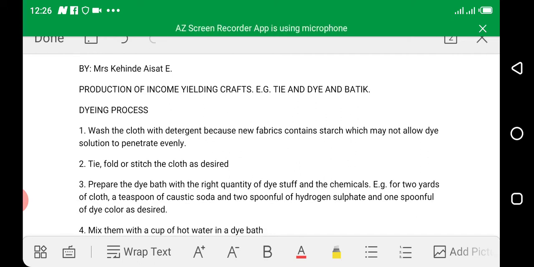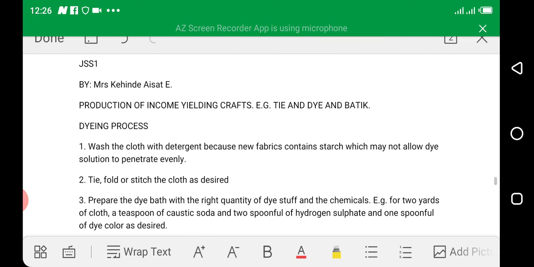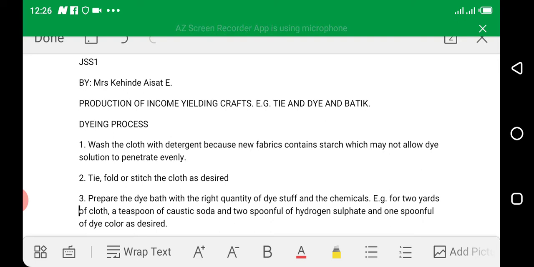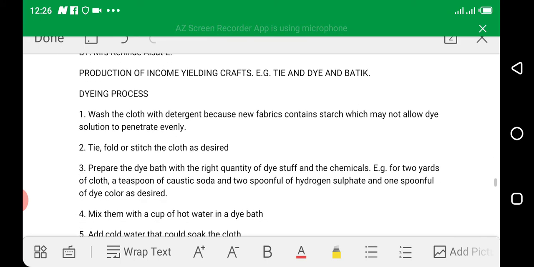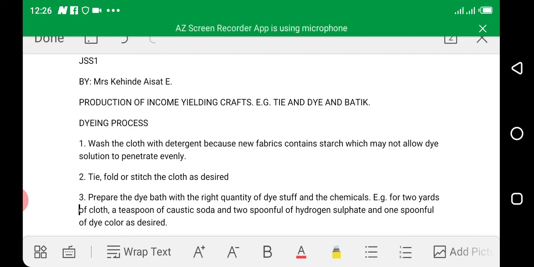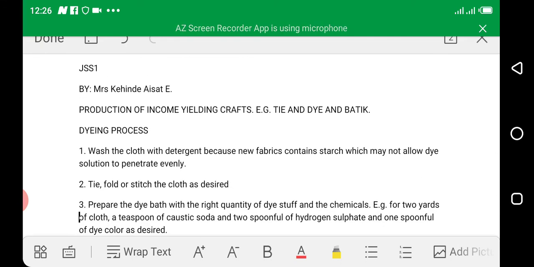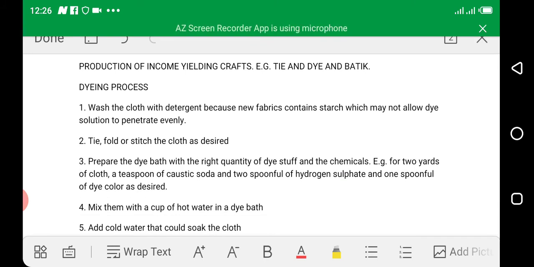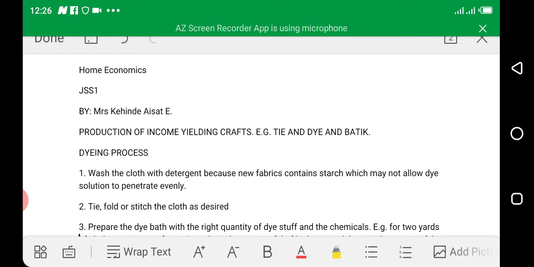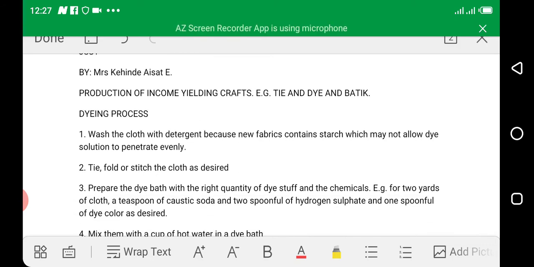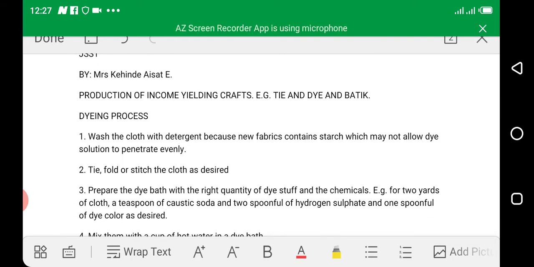The dyeing process, tie-dye process. How do we go about dyeing? Number one, wash the clothes with detergent because new fabrics contain starch, which may not allow dye solution to penetrate evenly. What does this mean? When you buy new prints, that is new fabric, there is starch on it that makes dye uneasy to penetrate. For that, you are going to wash your fabric before starting up with the dyeing solution.